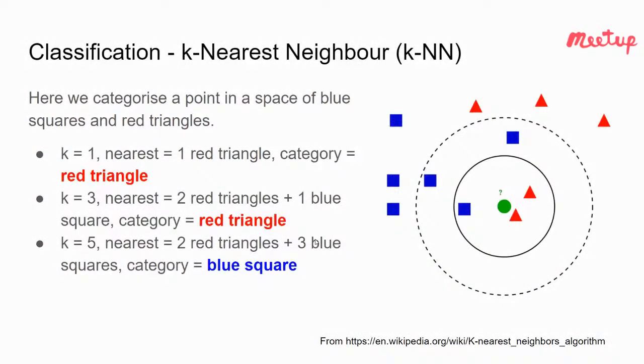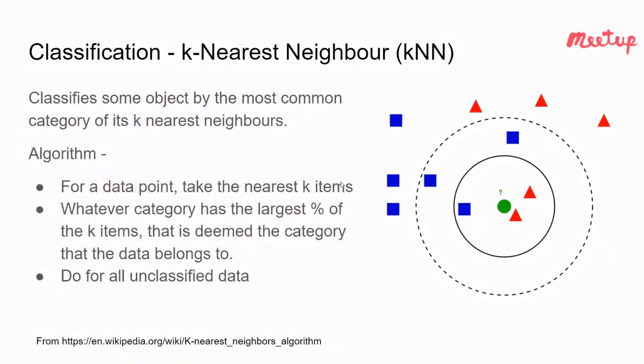Now, another technique I'd like to talk about is called K-Nearest Neighbor. And what you do is for a data point, you take the nearest k items. So k is some number that you determine. You might start off with k equals 1. If that's your point and you want the nearest one item, it's this one here. So that point now becomes a red triangle.